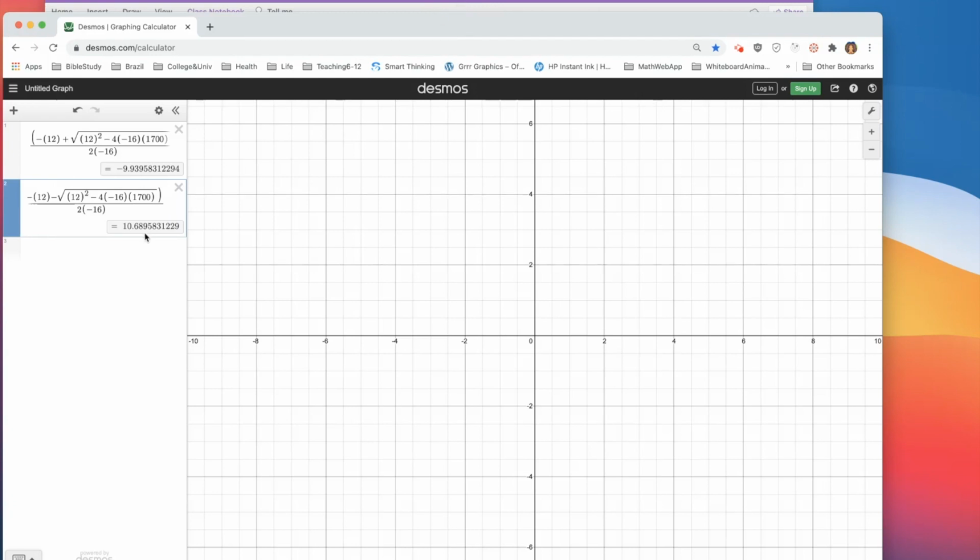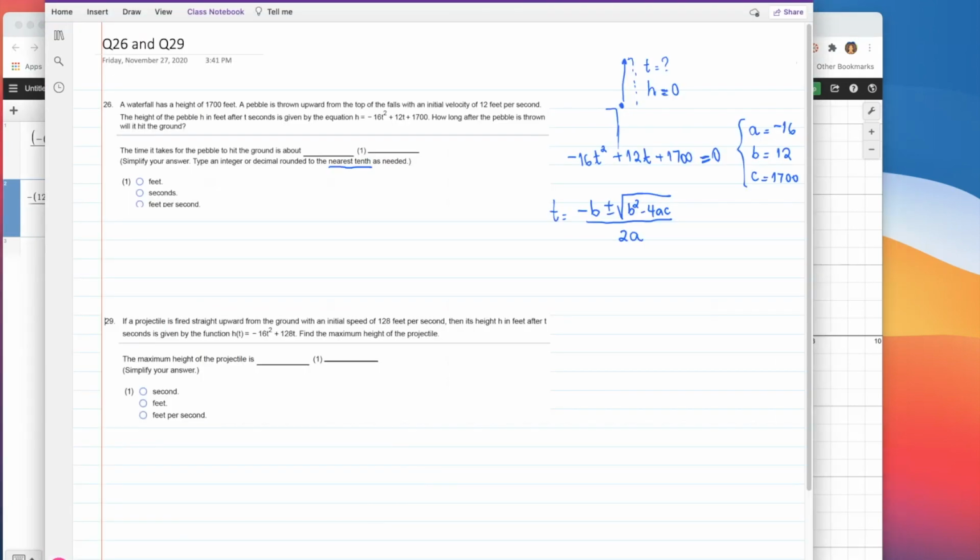And here it is to round to the nearest tenth. So it's 10 point, and then the 8 makes the 6 turn into 7. And then the answer is 10.7 seconds. Because the time is given not in feet per second, but in seconds. So you have to know the unit.